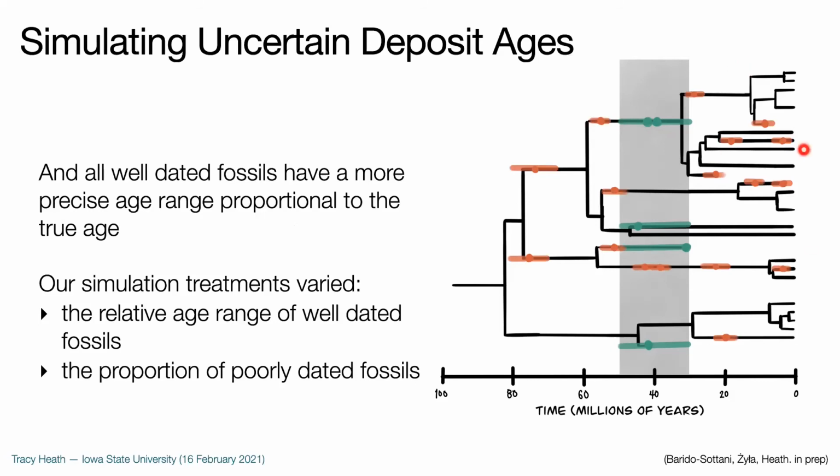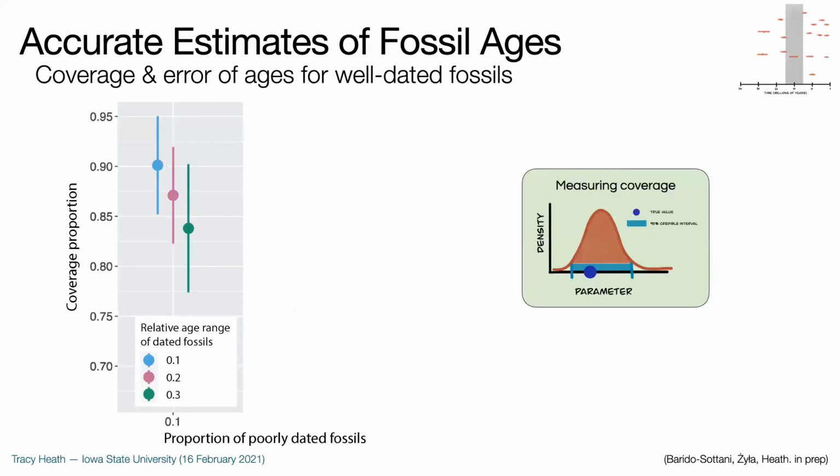For all of the rest of the fossils, we consider these essentially well-dated fossils, and we assigned them an age range that was proportional to their true age. For our simulation treatments, we then varied the relative age range of these well-dated fossils, as well as the proportion of the poorly dated fossils in our data set. In assessing analyses of these simulated data sets, we evaluated the coverage, which is the proportion of our estimates where the 95% credible interval overlaps with the true value.